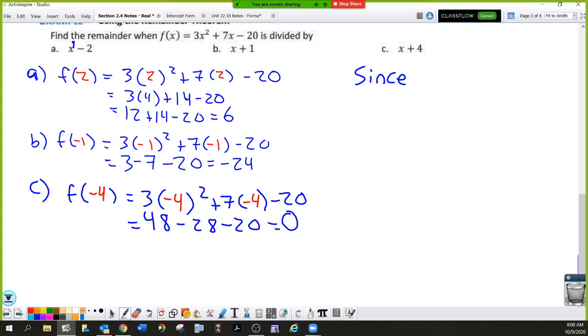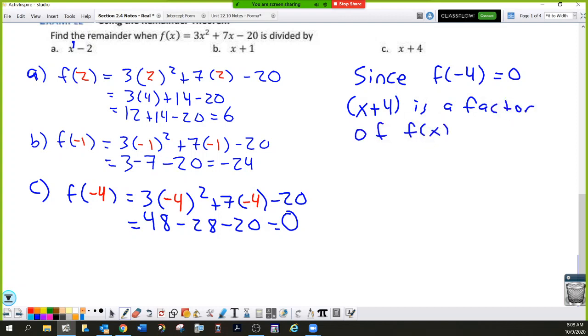So since f of negative 4 equals 0, x plus 4 is a factor of f of x. So if you were to try to factor f of x, one of your results would be x plus 4. That means the other one would have to be 3x minus 5. Doesn't have a choice.